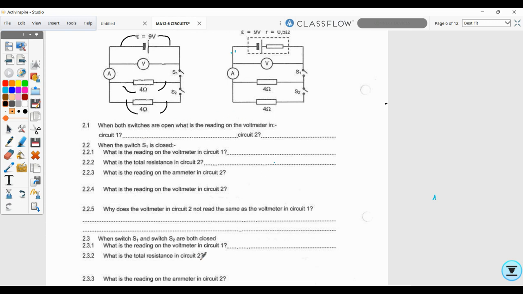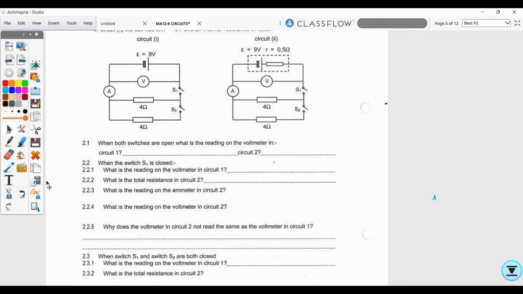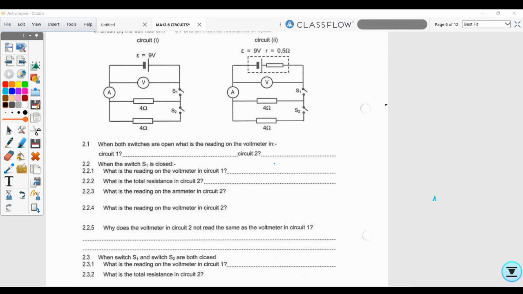Now they want the total resistance in circuit 2 again. I actually want to move these diagrams, just so that I can move it up quickly. Sorry. Come on. My fingers are cold. It's not even picking up that I'm touching it. I think you might be able to speak.